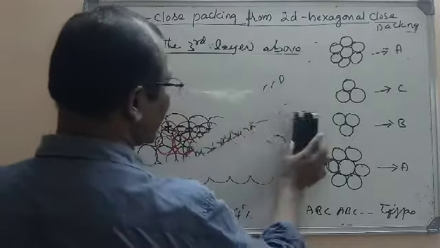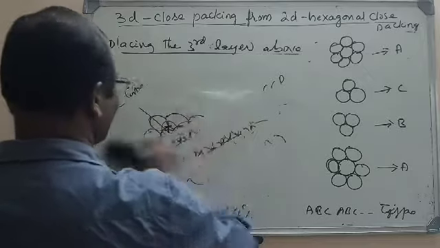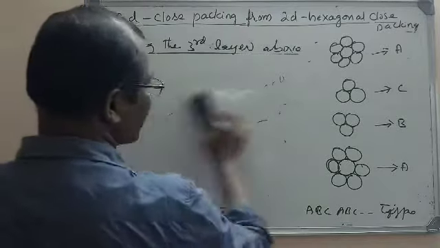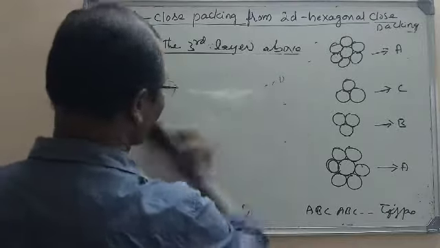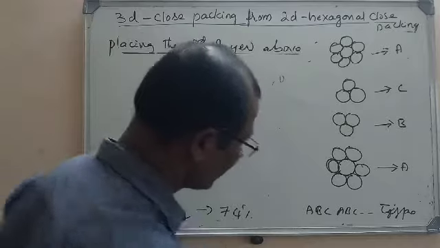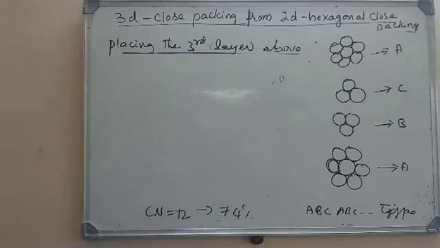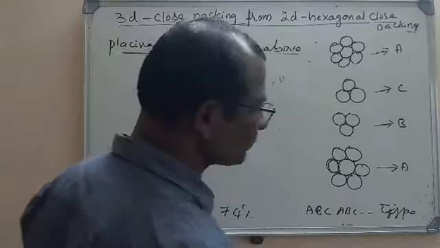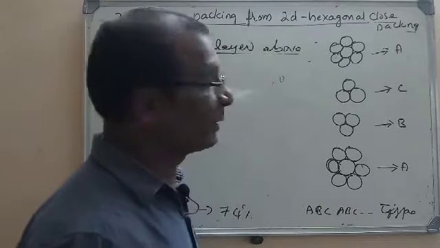So here what is the pattern? ABC. How is the third layer laid? By covering the octahedral voids of the second layer. And what is the repeating pattern? ABC. And what is the resulting structure or 3D lattice called? CCP. And how is it 12 here?